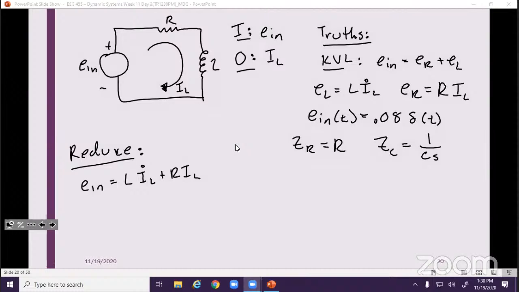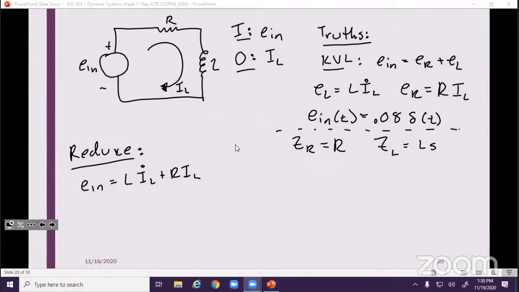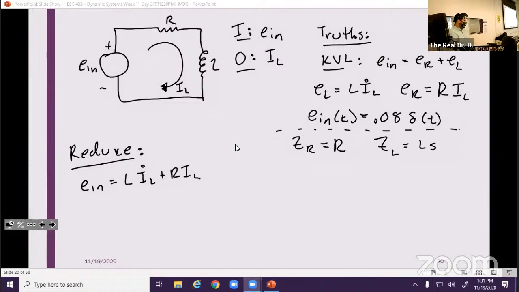Dr. D, for the impedance equations, did you mean to do the inductor equation instead of the capacitor equation? I did. I was testing you. Passed. Congratulations. Sorry, guys. You can stay on your toes. You gotta stay on your toes in these parts. Keep your head on the swivel. Sorry.